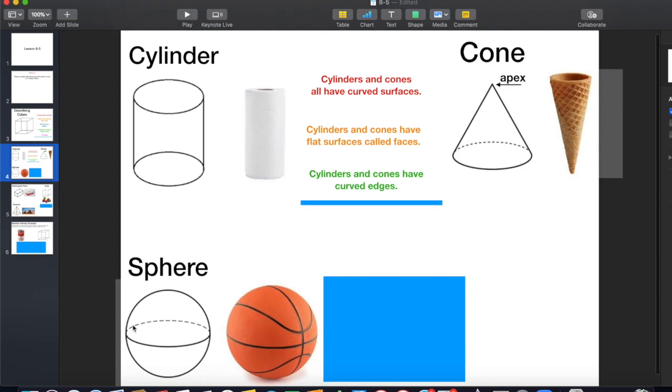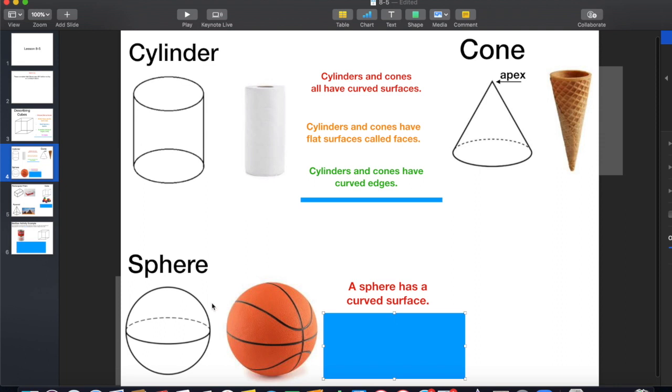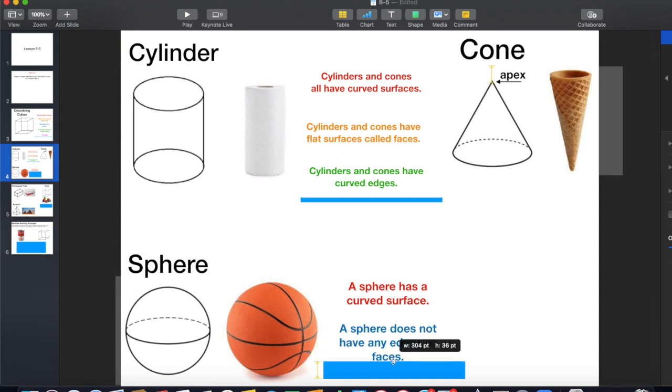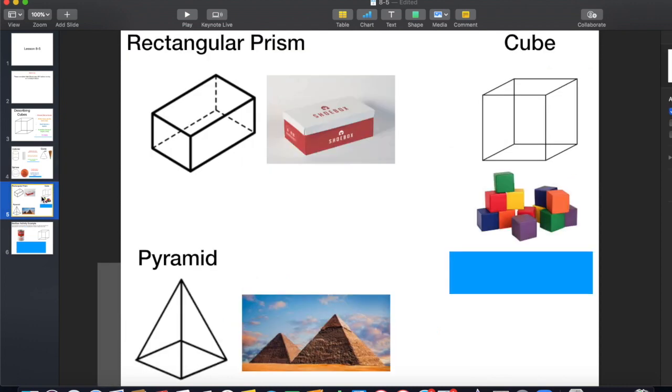A sphere is a little different because as I'm looking at it, I'm noticing a sphere doesn't have any flat surfaces. It's round all the way around. So a sphere has this curved surface similar to a cylinder or a cone, but it doesn't have any edges or faces. So maybe you want to look around your house and see if you have any of these objects that you can explore and play around with. Maybe run your finger along the curved surfaces or the edges. And we're going to move on to the next set of shapes.